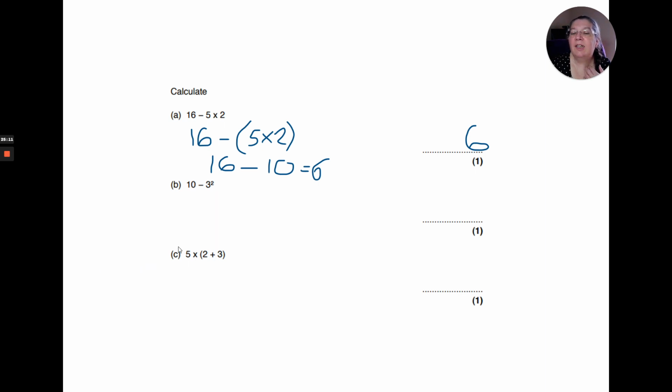Okay, try the next one. 10 minus 3 squared. We've got an indice there. So have a think about that. What part of that would you need to do? Is it 10 minus 3 and then we square it? Or is it 3 squared and then we take that answer away from 10? Think about how you would answer that. BIDMAS, brackets, indices, multiplication and division, and then the addition and subtraction.